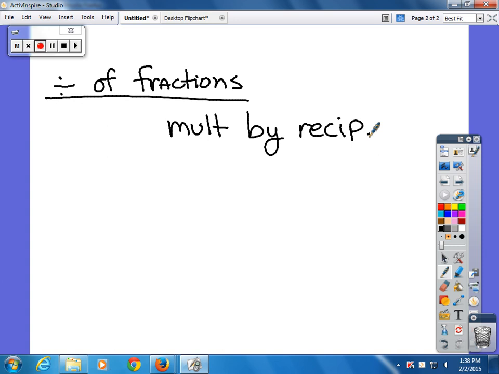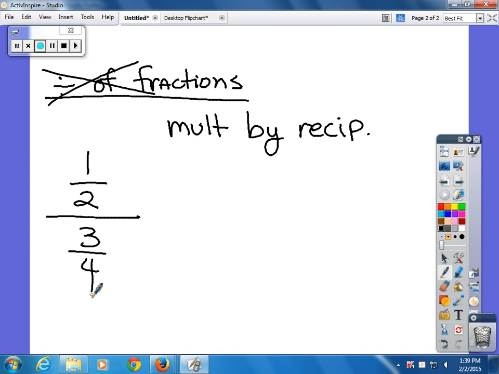And when I tell students that, what are they going to do? They're going to get confused. So let's just do away with this and just say when you see a fraction divided by a fraction, just rewrite it as 1/2 times what? And do it as you did the multiplication.